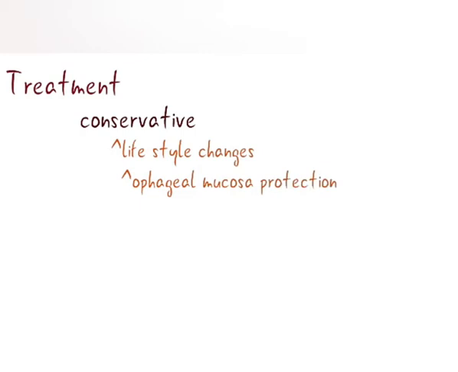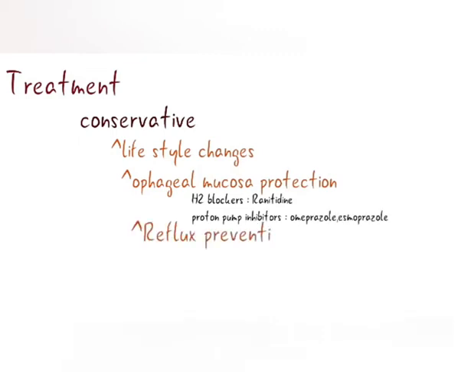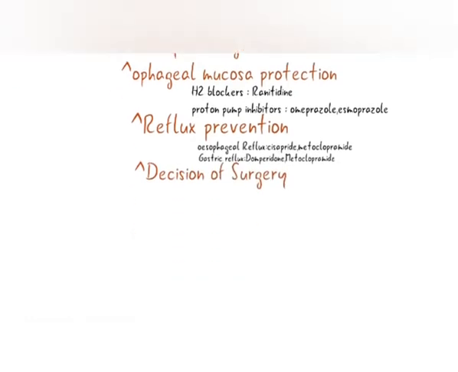It is by antacids, that is H2 blockers, ranitidine, or proton pump inhibitors, omeprazole or lansoprazole. The next principle is reflux prevention. Esophageal reflux prevention is by cisapride, metoclopramide. Gastric reflux prevention is by domperidone, metoclopramide, cisapride, etc. Next we will do the decision of surgery. The indications for surgery are if the patient has intractable pain and complications like hemorrhage or stricture.